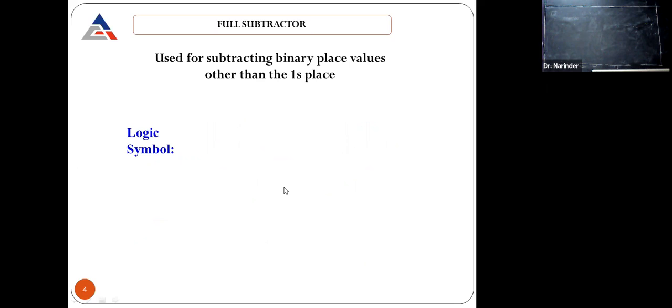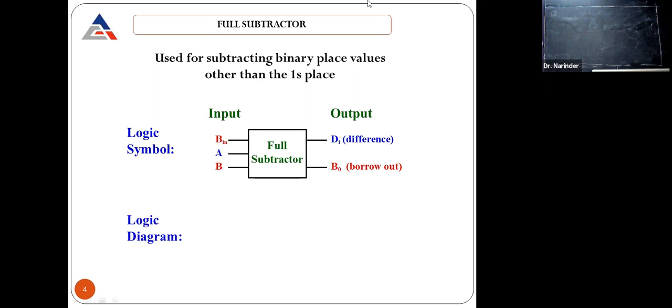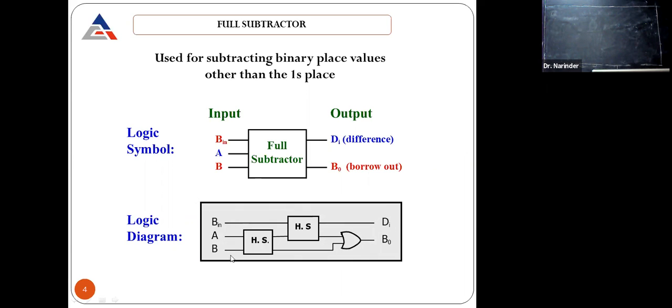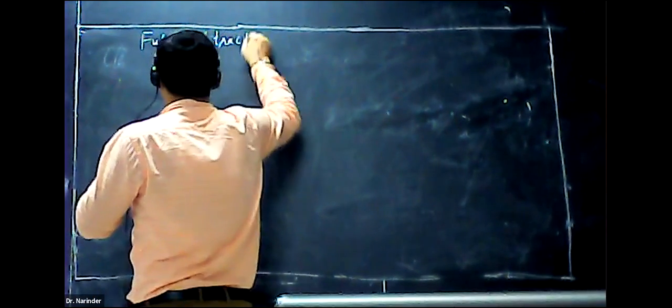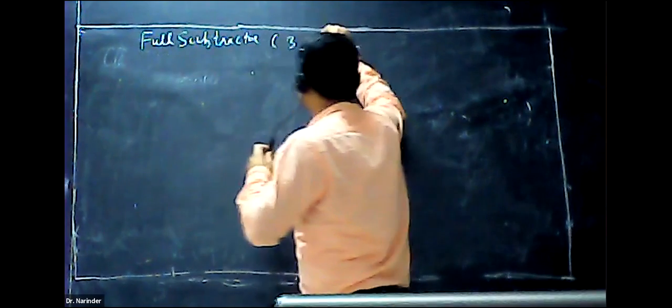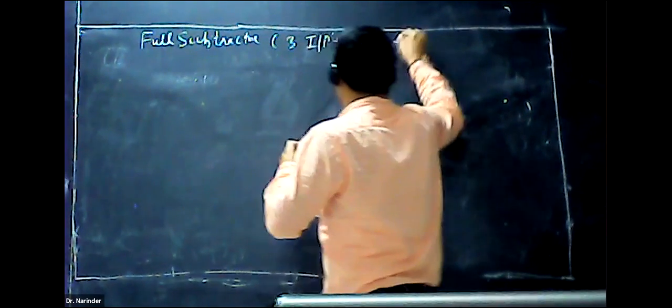Full subtractor. It has three inputs. You can see three inputs, A, B, it may be C, it may be B in, difference, D, borrow out, and its logic diagram is as shown. So we will exercise that, or we can design this full subtractor. Full subtractor is composed of three inputs and two outputs.